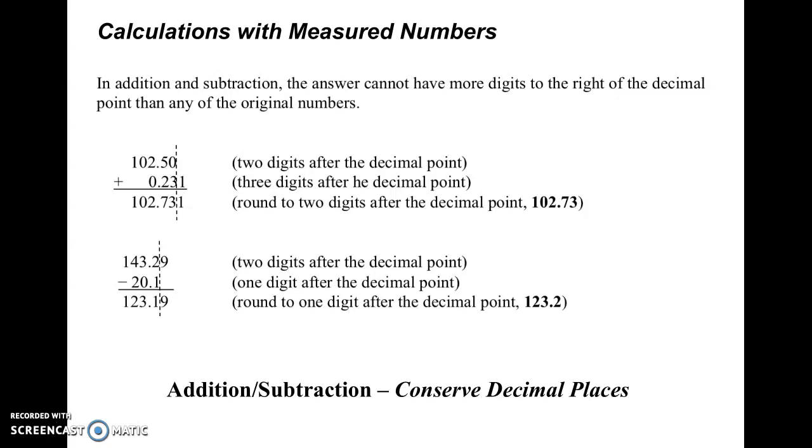In the subtraction example, the first number has 2 decimal places, and the second number, what you're subtracting, only has 1. And so you can only have 1 decimal place in your answer, but you do get to round up the number. And we're going to talk more about rounding rules. So in addition and subtraction, you conserve decimal places.